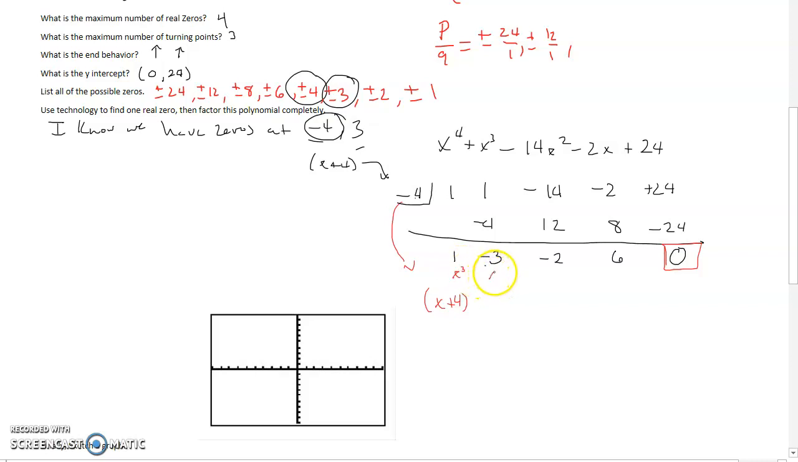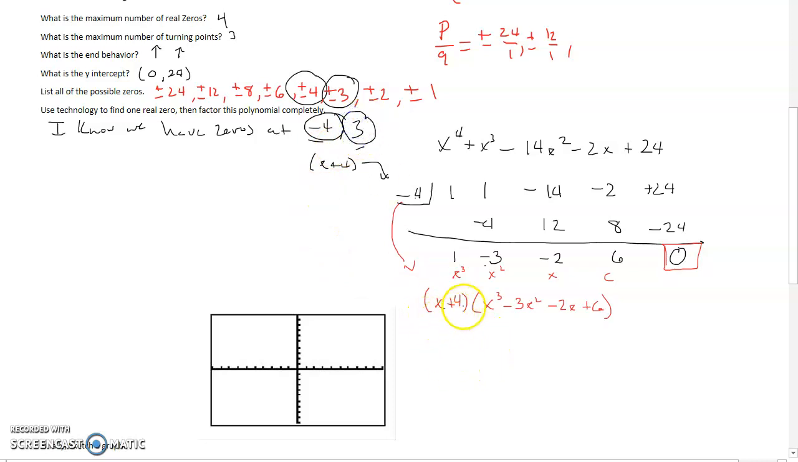So this is the x cubed term, this is the x squared term, this is the x term, and this is our constant number. So we've gone from a 4th degree to x cubed minus 3x squared minus 2x plus 6. That was helpful for us because we had no way to factor that before. Now, I want to get this to a squared term because I know how to factor a squared term. Luckily, I've got another 0 right here.